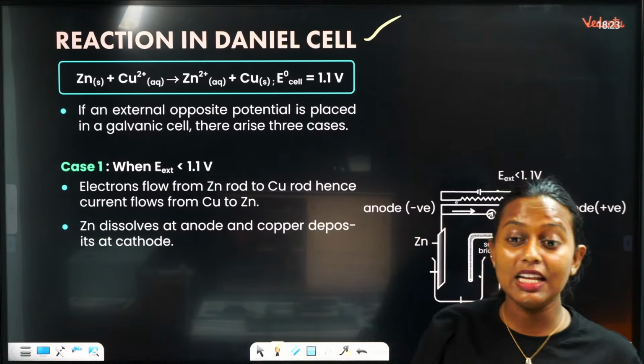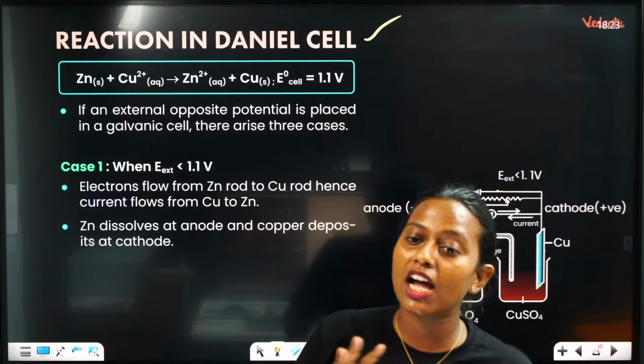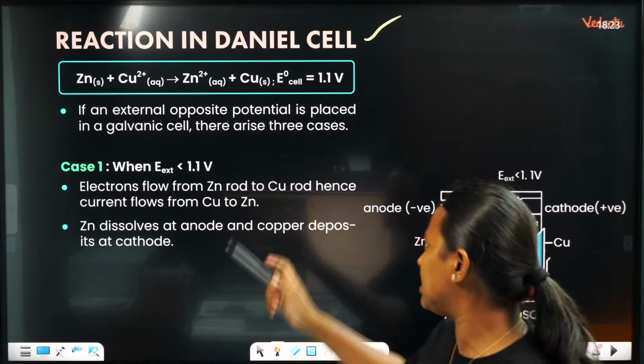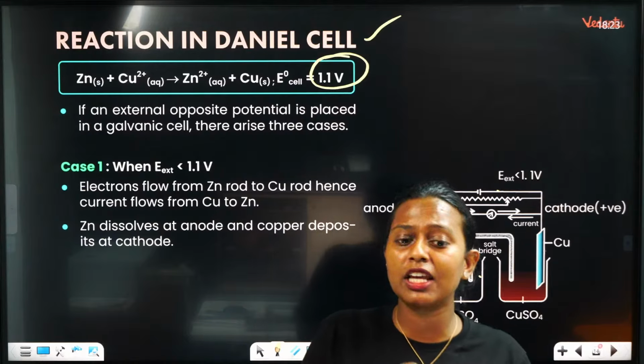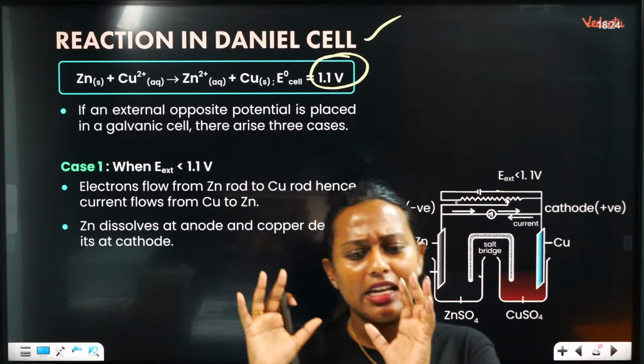Yes. Next we are moving to the reaction in the Daniell cell. So how much comes in the Daniell cell reaction? We know that after the chemical reaction, what we are getting is electricity.